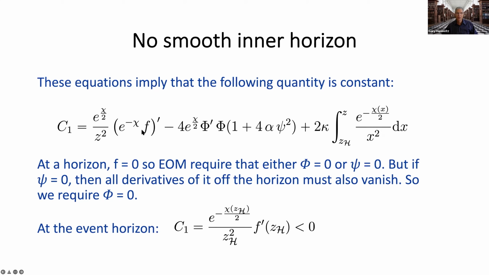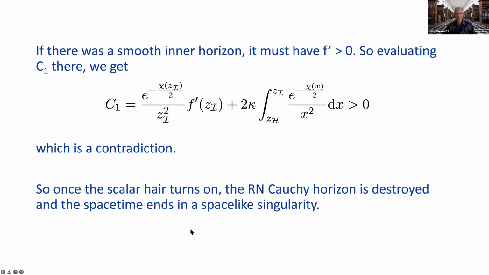And we get just the first term, and it's given by this expression in terms of the derivative of f. But f is positive outside the event horizon and negative inside the event horizon. So its derivative must be negative. So we conclude that at the event horizon, C1 must be negative.